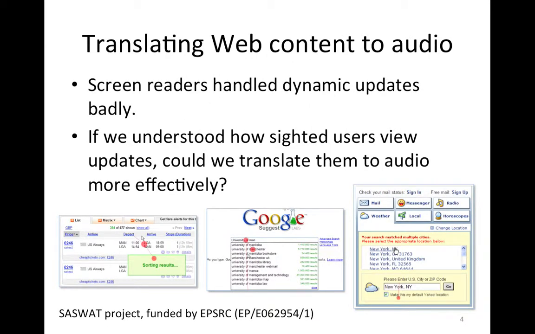So this work started out as a project that was designed to help people with visual disabilities access web content and audio. So at the time of the research, it started in about 2008, the project, screen readers, which read out a web page in audio, handled dynamic updates very badly. So they didn't provide a good experience at all. They often missed them out completely. So we thought, if we understood how sighted users view updates, we could hopefully translate them to audio more effectively.